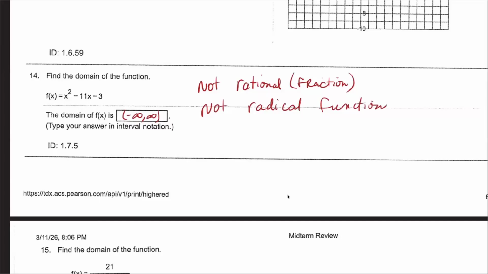Those are the only 2 types of functions that have domain restrictions right now that we've learned about. There are going to be 1 or 2 more later on. But if it's not a rational function and it's not a radical function, it's a polynomial function, and all polynomial functions have the domain of negative infinity to positive infinity.